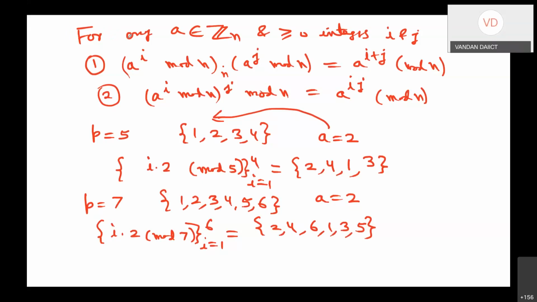Sir, in the example with p equal to 5, we don't get the first element as 1 because 16 modulo 5.